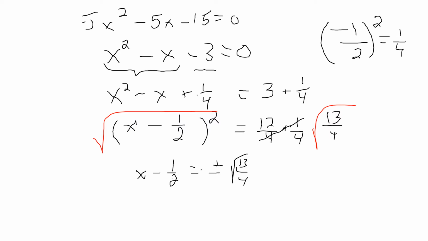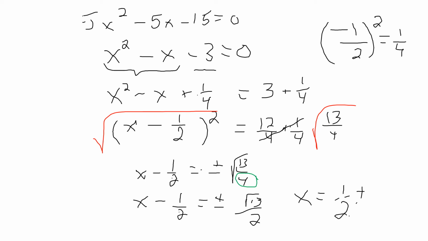So on the right-hand side of the equation, I can simplify that square root of 4, so I can really write this as x minus 1/2 equals plus or minus the square root of 13 over 2, which is really nice because I, in essence, rationalize the denominator at the same time. So now all I have to do is add 1/2 to both sides of the equation. So I have x equals 1/2 plus or minus the square root of 13 over 2. So I hope that helps you.